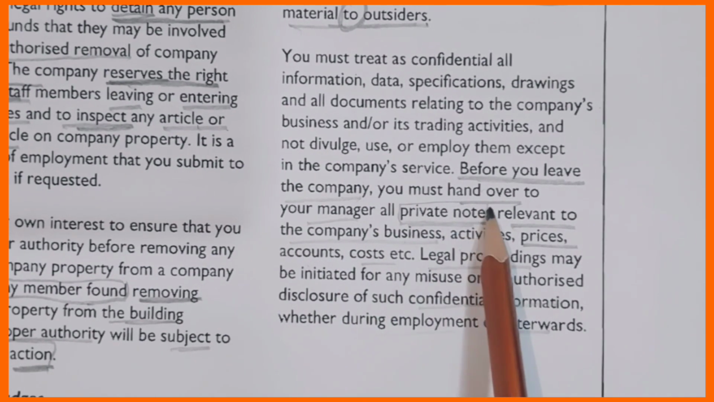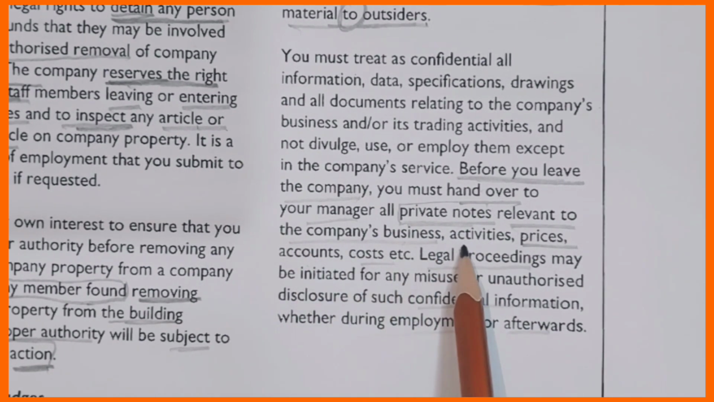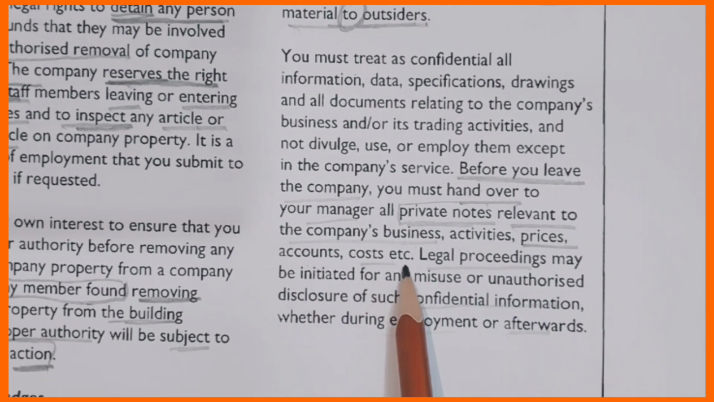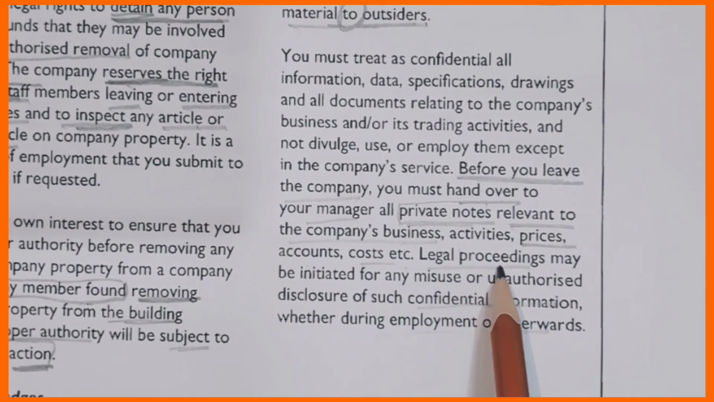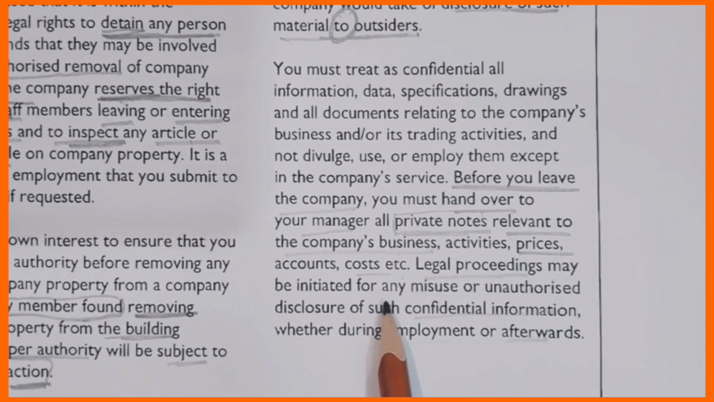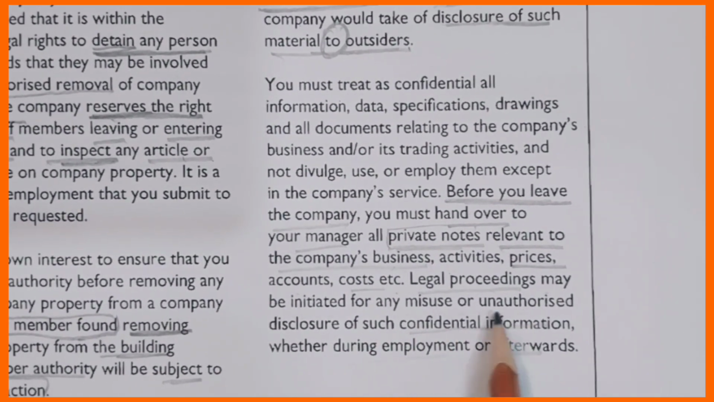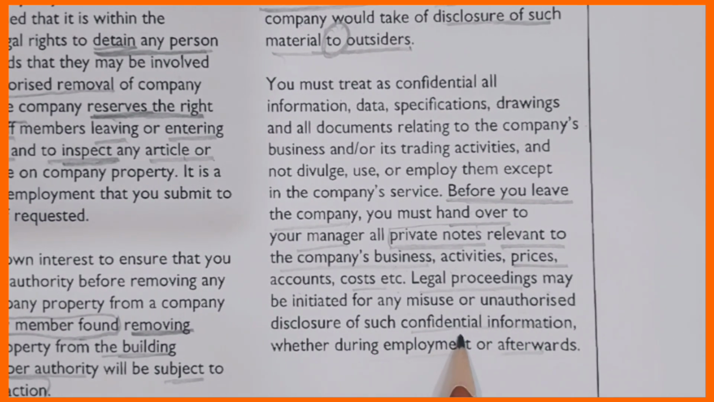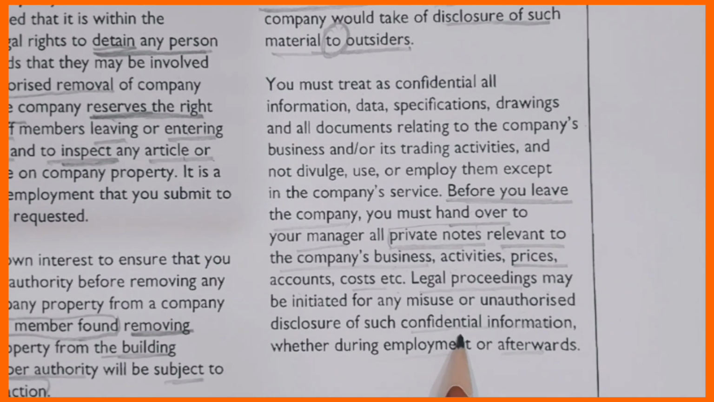So private notes relevant to the company's business activities, prices, accounts, costs, etc. Legal proceedings may be initiated for any misuse or unauthorized disclosure of such confidential information. So what type of thing are we supposed to write here?